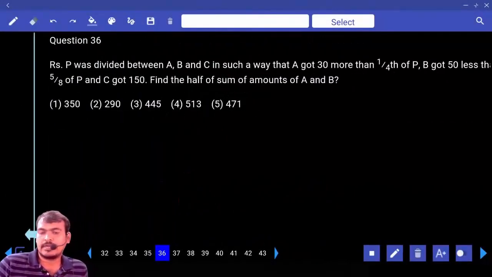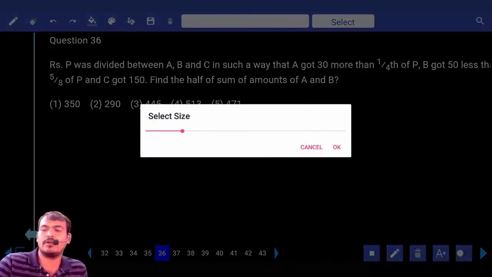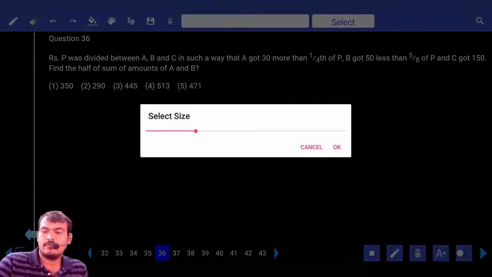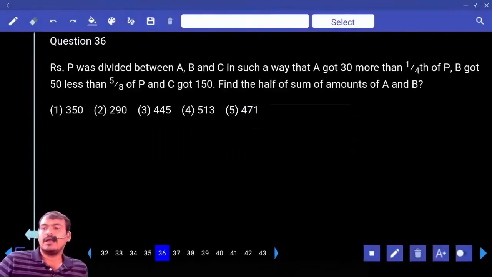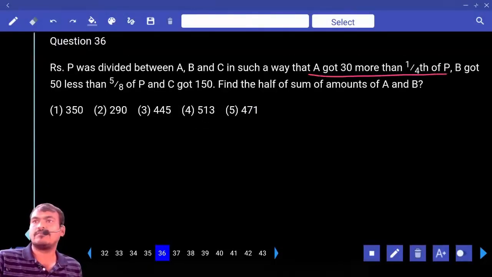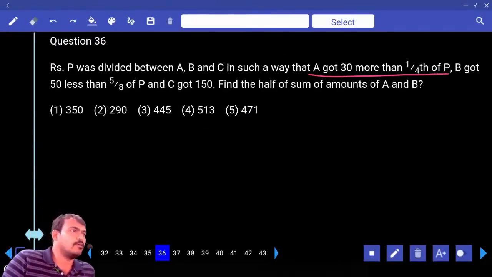Next question, number 36. P was divided between A, B, C in such a way that A got 30 rupees more than 1/4 of P value, and B got 50 less than 5 by 8 of P value, and C got 150 rupees. Find the half of the sum of the amounts of A and B, or only A? A and B. First, A got 30 more than which one? 1/4 of P value.